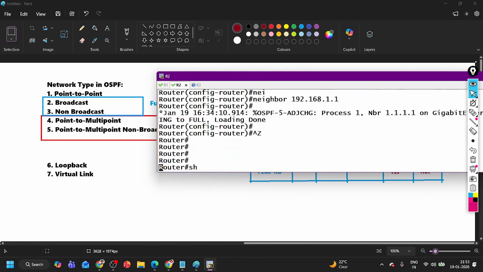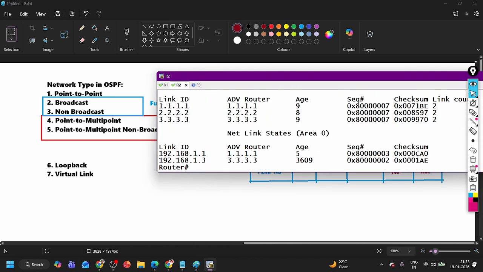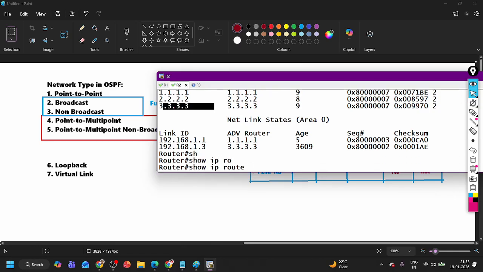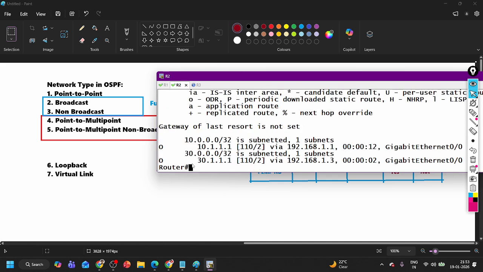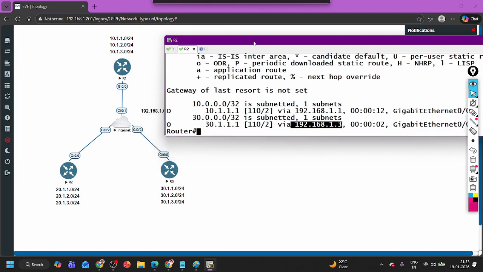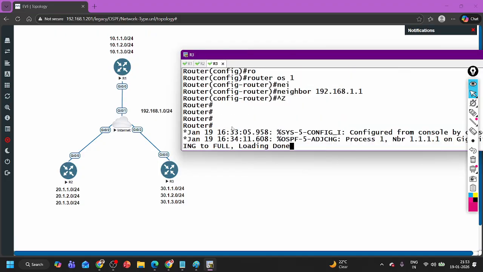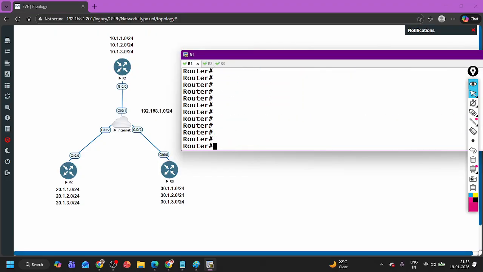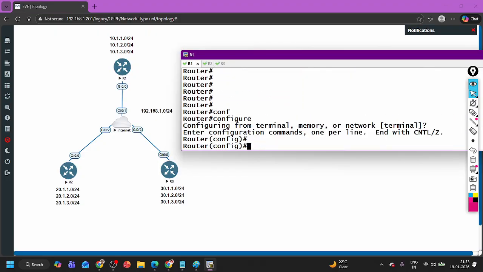but still on router number 2, if you check show ip ospf database, we have the router LSA of R3, but the next hop IP address is not correct. So in show ip route ospf, you can see for the 30 subnet the next hop IP is 192.168.1.3. Still we cannot send traffic. The solution is to configure network type point-to-multipoint or point-to-multipoint non-broadcast. Let me set that.